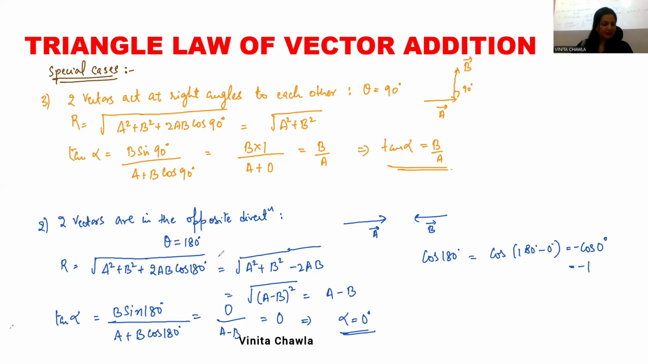Okay, so these are the three special cases. Now tell me the answers to a few questions. When is the resultant maximum? Yes, when theta is 0 degrees, when they are pointing in the same direction, then the resultant is maximum. And when is the resultant minimum? When the vectors are pointing in opposite directions, then the resultant is minimum and theta is 180 degrees.